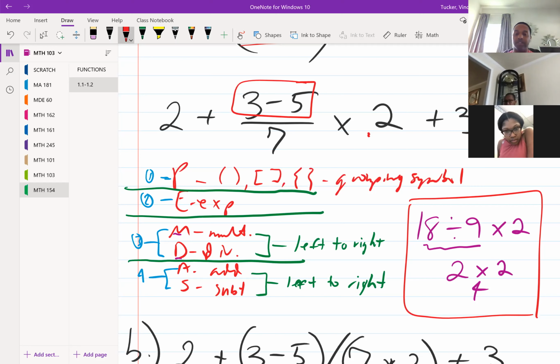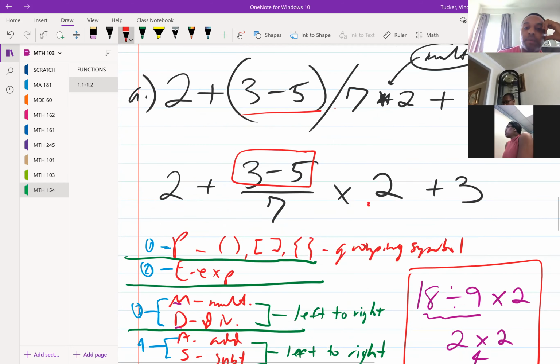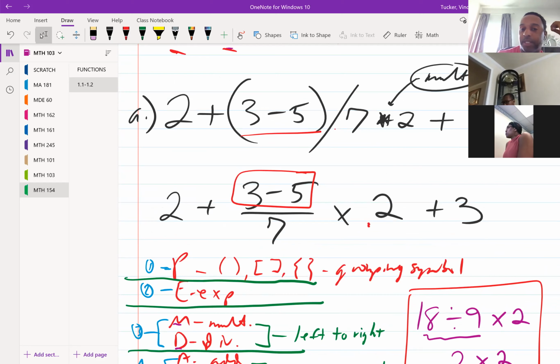So multiplication and division, once again, get the same level of attention. If division comes first in your operations, you do that before you would do multiplication, and vice versa. So I'll do 18 divided by 9, which is 2, 2 times 2, which is 4, and that's the proper way of handling the order of operations. So coming back up here, where a lot of people may make the mistake is that they would do 7 times 2 first, and that's not the case. The division should get your attention first, and that's why the 7 is under that 3 minus 5.